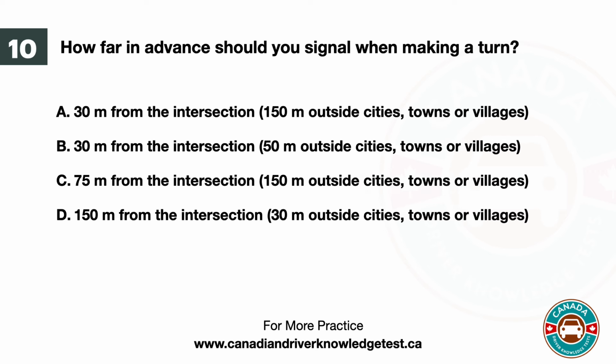Question 10. How far in advance should you signal when making a turn? A. 30 m from the intersection, 150 m outside cities, towns, or villages. B. 30 m from the intersection, 50 m outside cities, towns, or villages. C. 75 m from the intersection, 150 m outside cities, towns, or villages. D. 150 m from the intersection, 30 m outside cities, towns, or villages. The answer is A. 30 m from the intersection, 150 m outside cities, towns, or villages.